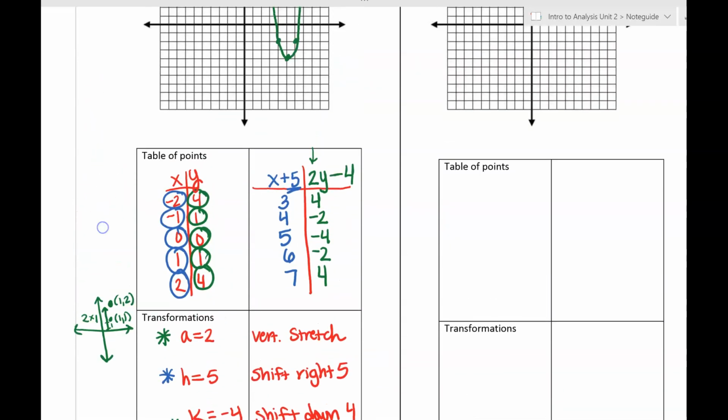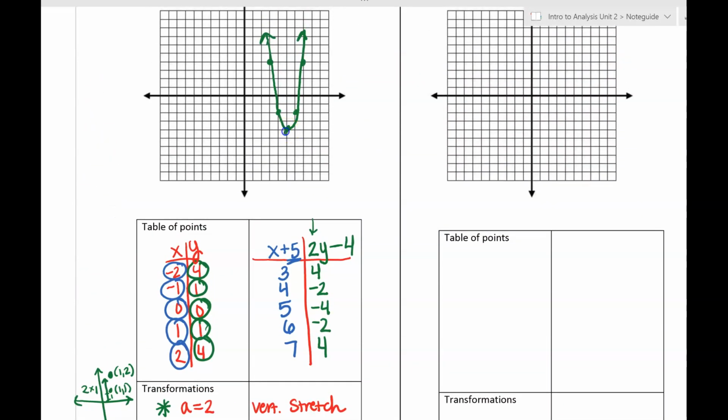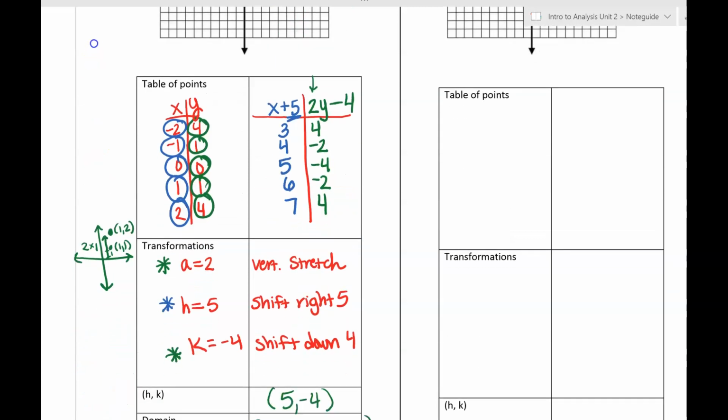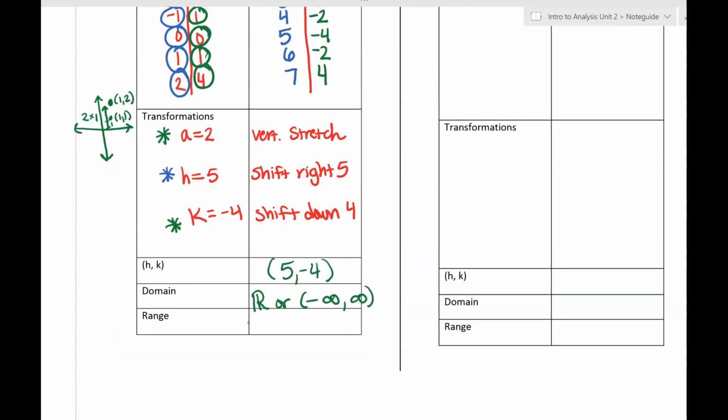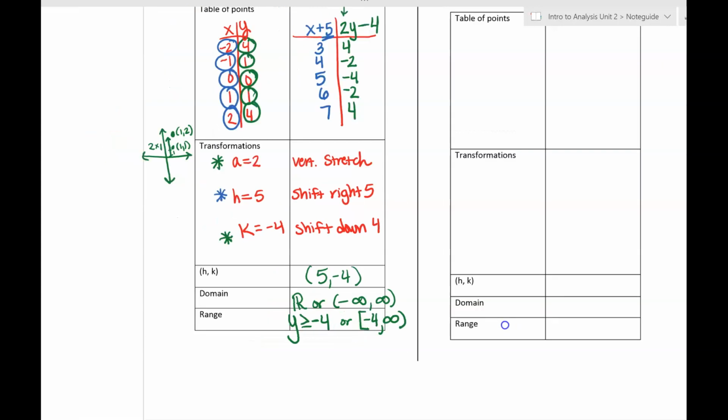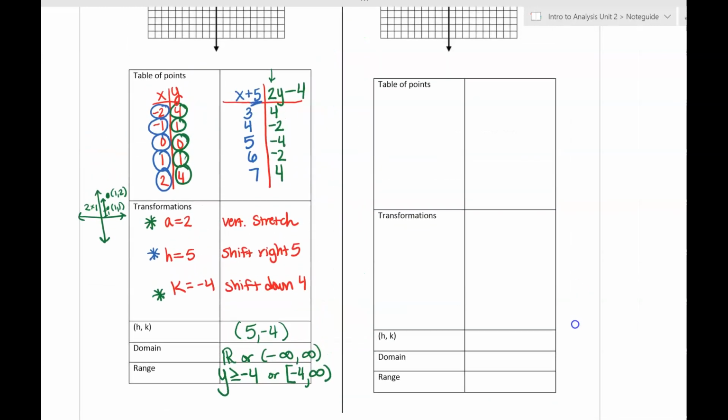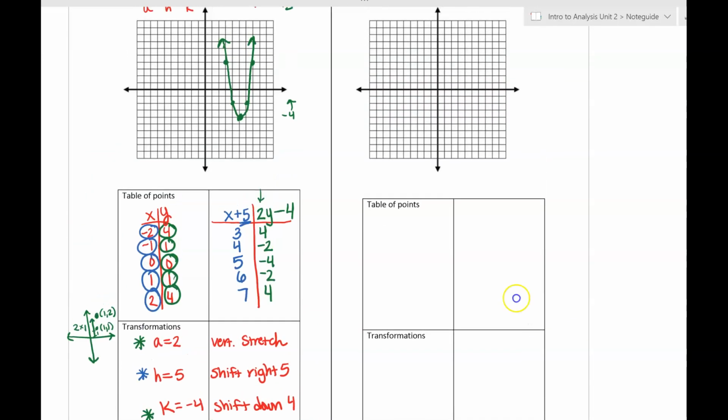And for my range, I need to look at the new graph. Its lowest point is down here at the vertex, and that's a y value of -4, and the whole graph exists above -4. So my range is y values greater than or equal to -4, or if you like that interval notation, that is a minimum value at -4 up towards infinity. We're going to do the intercepts separately for these to practice our solving skills. So those won't be in this chart, they'll just be right below.